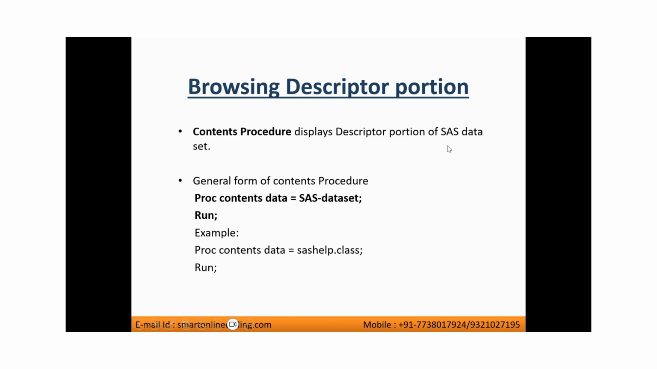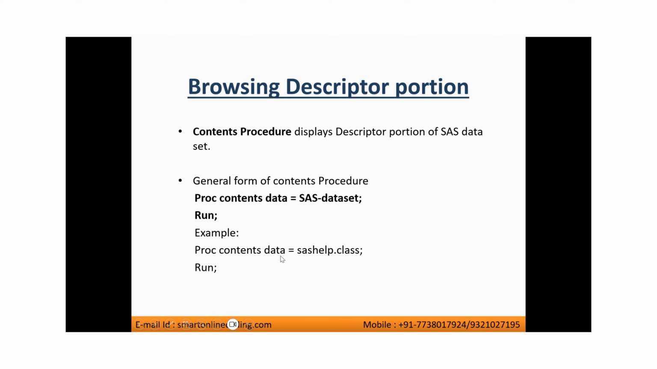So there is a procedure called PROC CONTENTS which we are going to use to display the descriptor portion of a SAS dataset. What is the general form? How is it written? PROC CONTENTS DATA equal to dataset name. For the dataset name, you have to give a valid dataset name, which we will see further on how to define, and you have to give a RUN command after that.